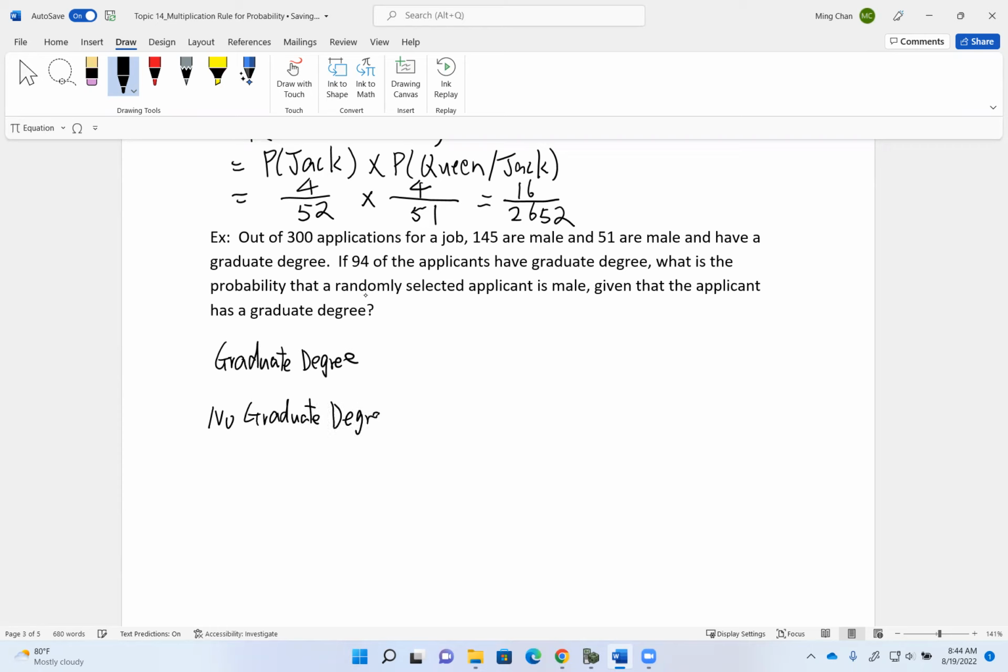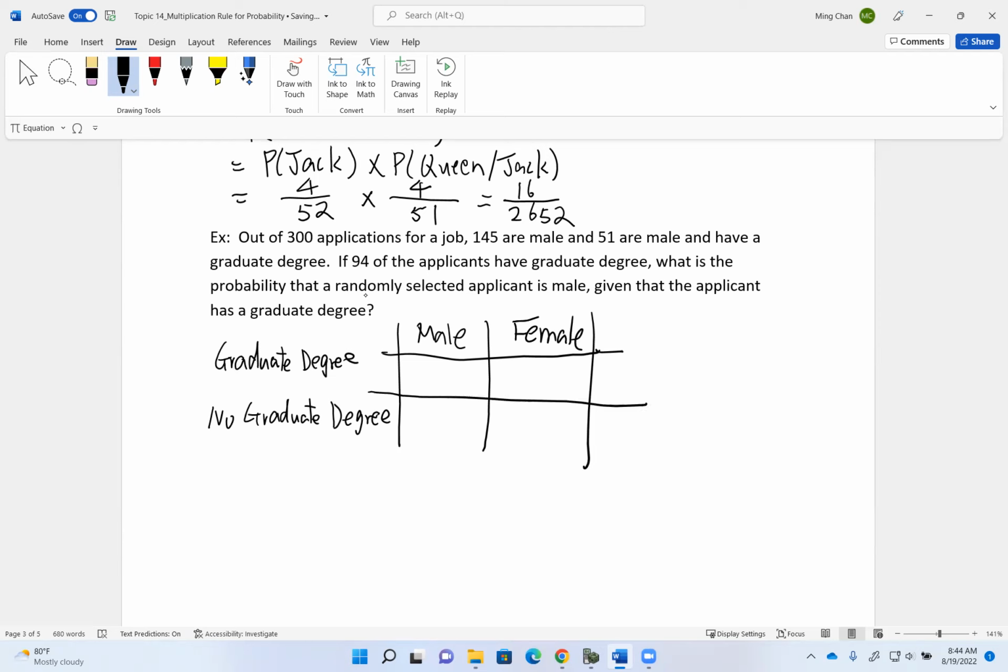If you read through this problem, it's kind of confusing. That's why drawing a table helps. And I know right now there are male and female. So I'm gonna draw a line to divide graduate degree and no graduate degree. I'm gonna draw this line a little bit longer, so there's a little extra space down here below it. You will see where it goes.